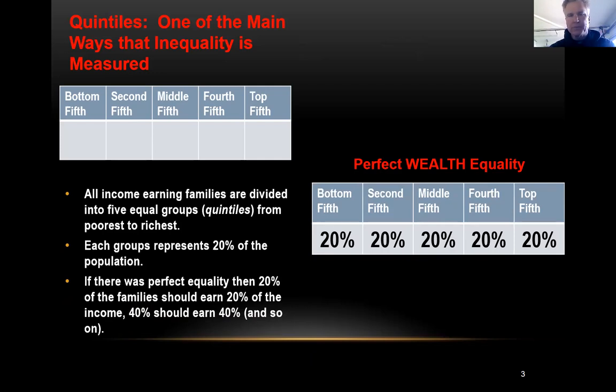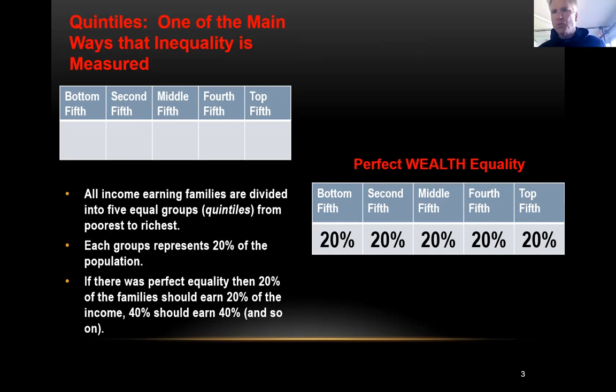So again, we could measure this using income or wealth. And so if we had perfect equality, let's say in the United States, everybody owned the same amount of wealth, then this is what the distribution would look like. Everybody would have the same.